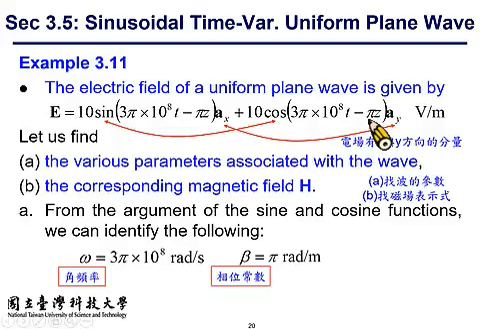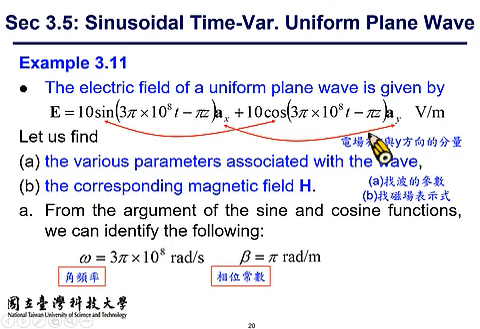Okay, let's continue our discussion about time varying uniform plane wave. So here is an example. In example 3.11, it provides an electrical field intensity description. As you can see here, we first recognize the electrical field has both X and Y components, AX and AY.